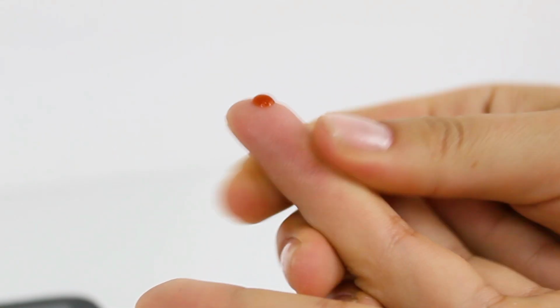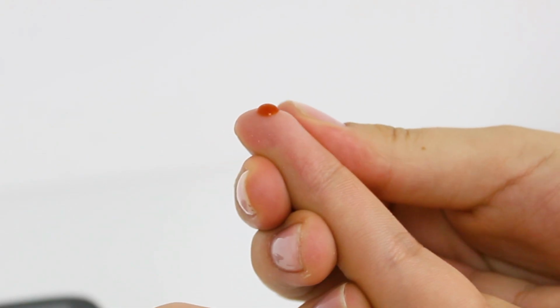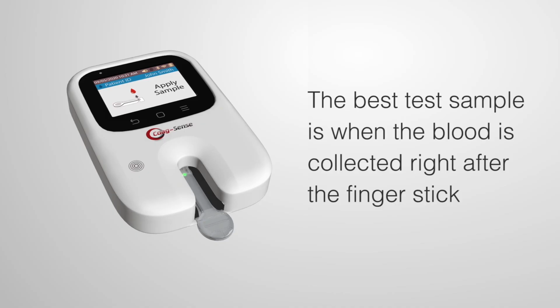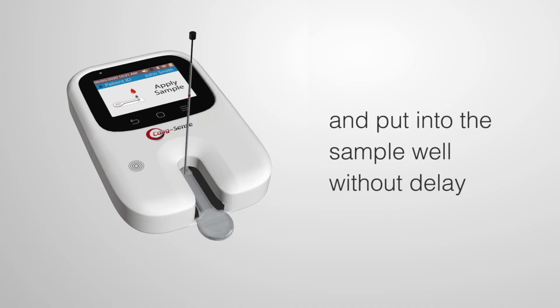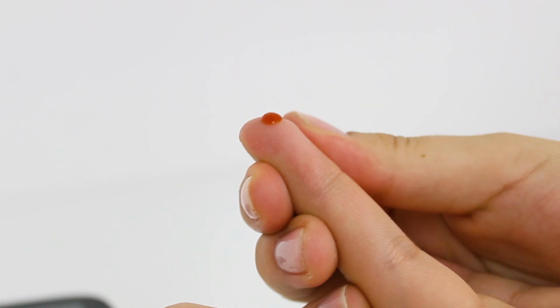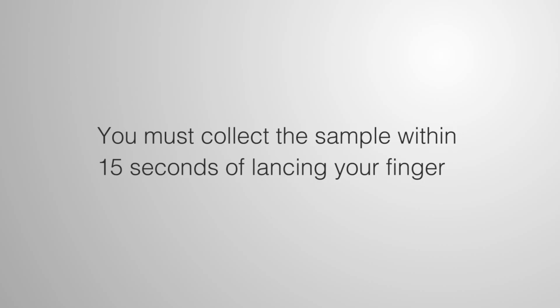Apply pressure above the joint and gently squeeze the finger from the side using your thumb and index finger from your other hand. The best test sample is when the blood is collected right after the finger stick and put into the sample well without delay. If the blood is not collected or tested quickly, repeat with a fresh finger stick and a new strip. Keep gently squeezing the finger until you produce a pea-sized bead of blood. You must collect the sample within 15 seconds of lancing your finger.